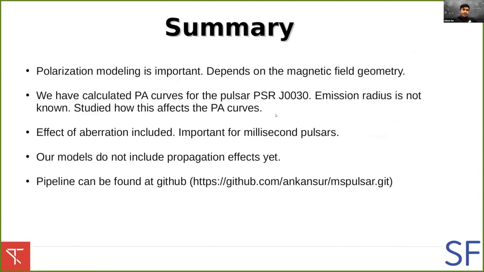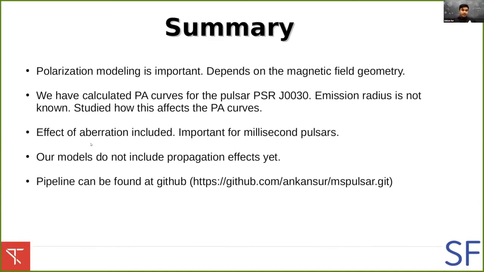So in summary, I would say that the polarization model is important to constrain the magnetic field geometry. We have calculated the position angle curves for this pulsar, given that we do not know this emission radius, but we can vary the emission radius and the freezing height and directly compare with the observation. So we can constrain from where this emission is coming from.